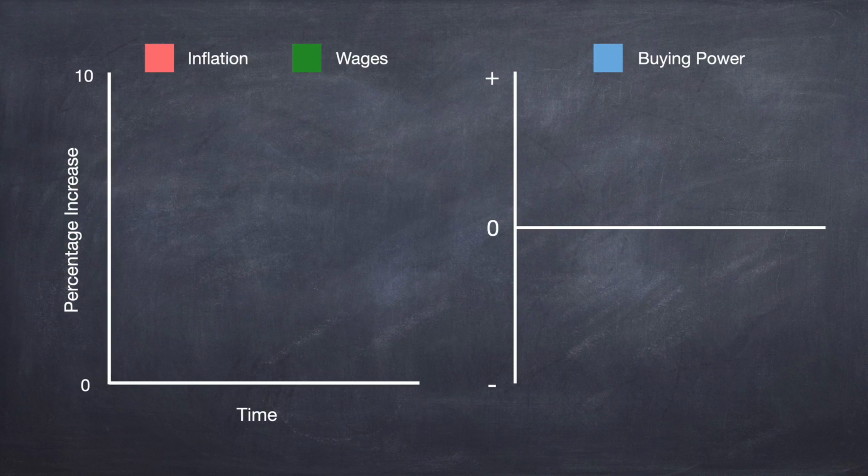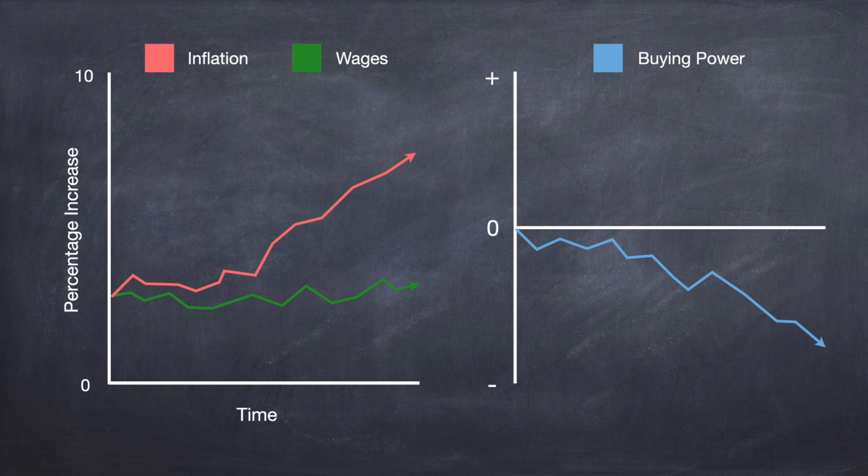So let's look at another example here. Let's say that your wages go like this and inflation is going like this. Well, as you guessed, obviously your buying power is going to go like this, because of the gap between inflation and wages. Now inflation is way higher than your wages went up. So that means your buying power actually went down.